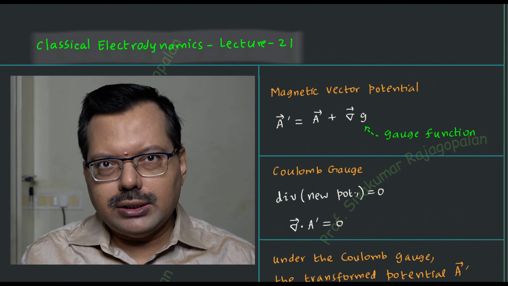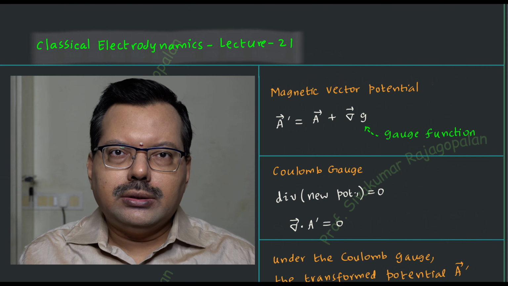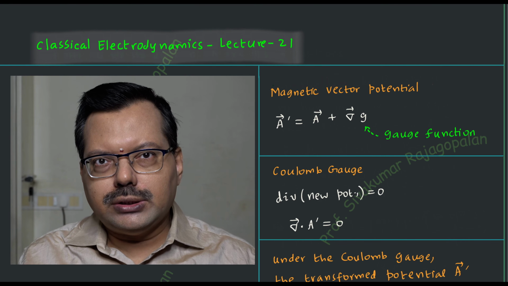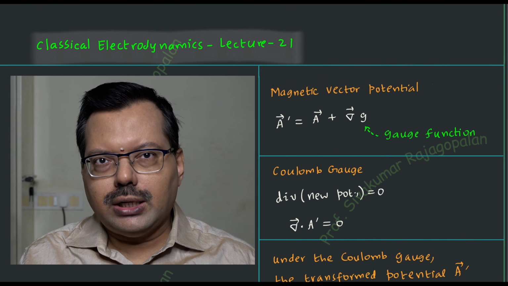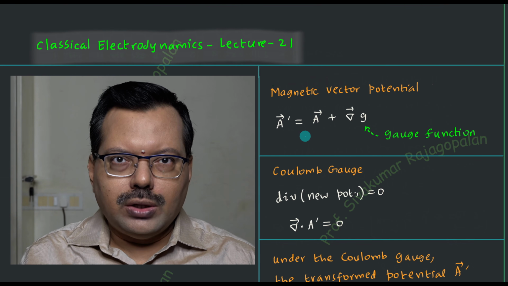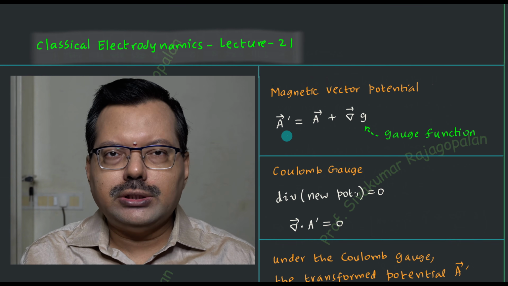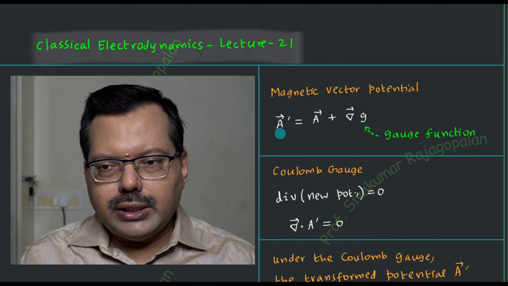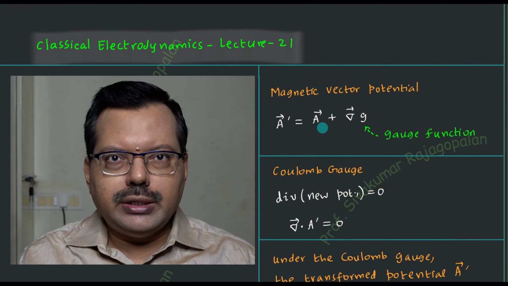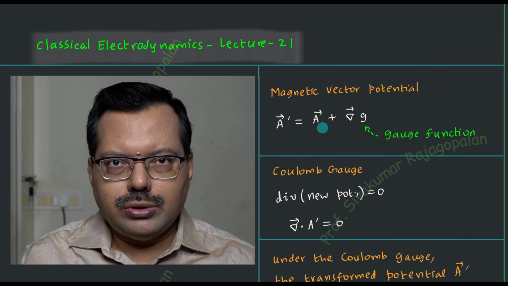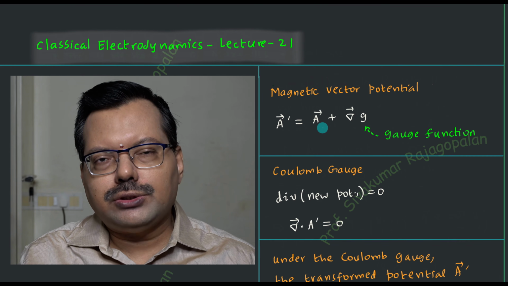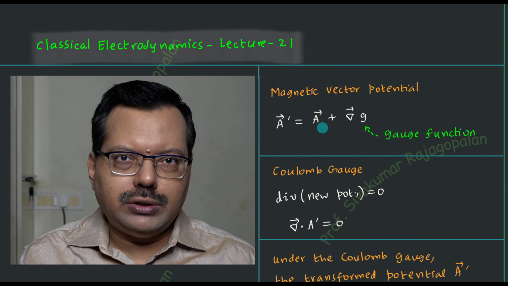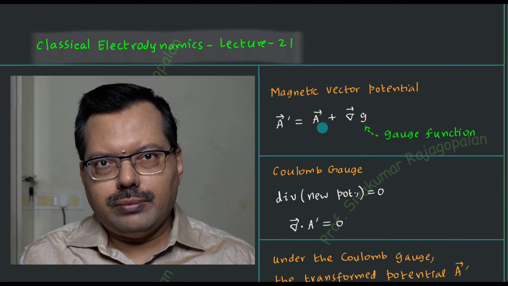Especially in the last class, we have seen what is meant by a gauge transformation and what is meant by a gauge. Here is the summary, the conclusion from the last class. As you can see, the new magnetic vector potential is given by the old magnetic vector potential plus the gradient of some scalar function. This kind of equation is known as gauge transformation. That means you are transforming one vector potential to another vector potential. It's a kind of conversion, that's all about it.